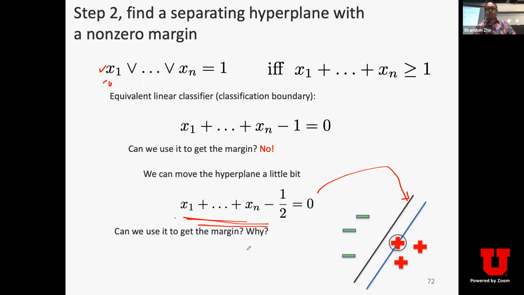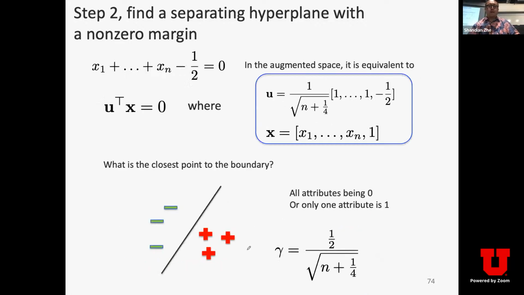So now we can see that we find a better separating hyperplane. And because no points will lie on the boundary, we will get a non-trivial margin, which is half over the square root of n plus 1/4. It's just the norm. And now you got a u vector, because you have to normalize your u vector, it's a unit vector. You got a gamma, and then you just construct your upper bound, which is R squared over gamma squared. And that's it.